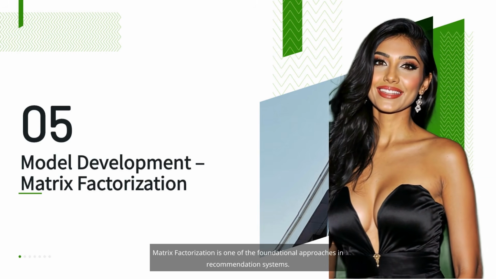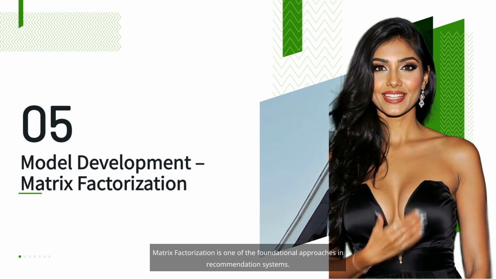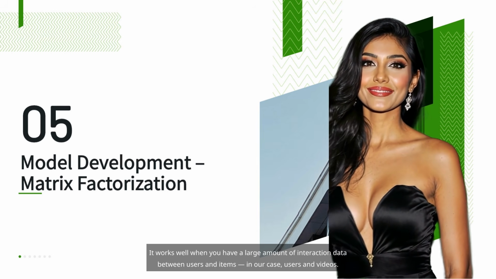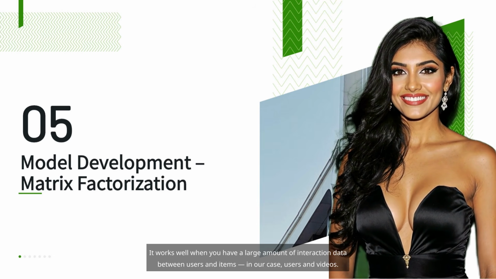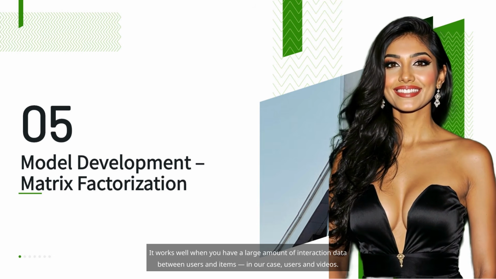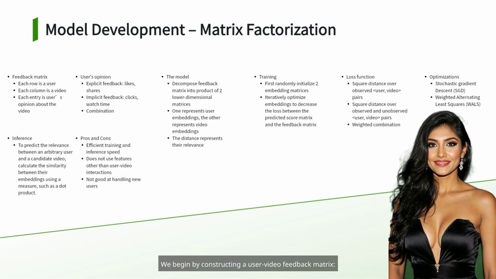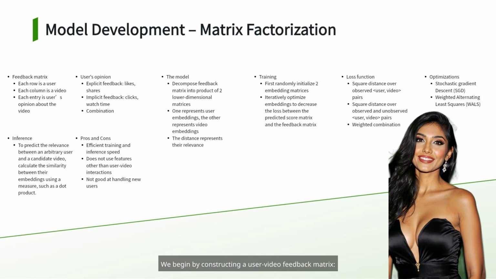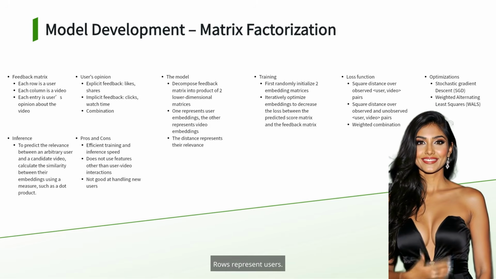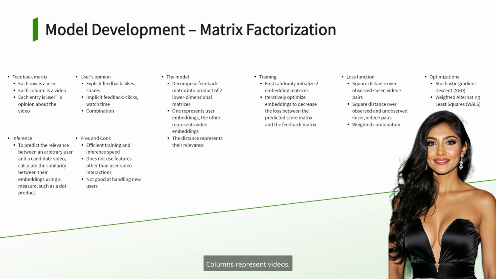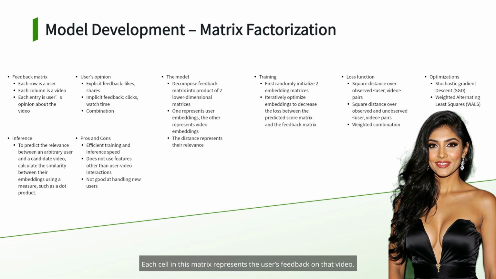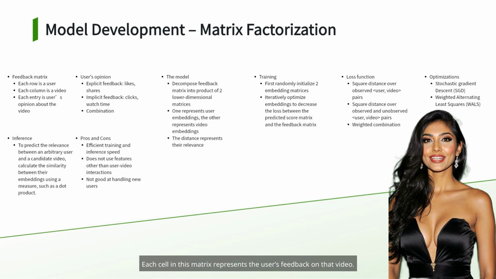Matrix factorization is one of the foundational approaches in recommendation systems. It works well when you have a large amount of interaction data between users and items, in our case, users and videos. We begin by constructing a user video feedback matrix. Rows represent users, columns represent videos. Each cell in this matrix represents the user's feedback on that video.